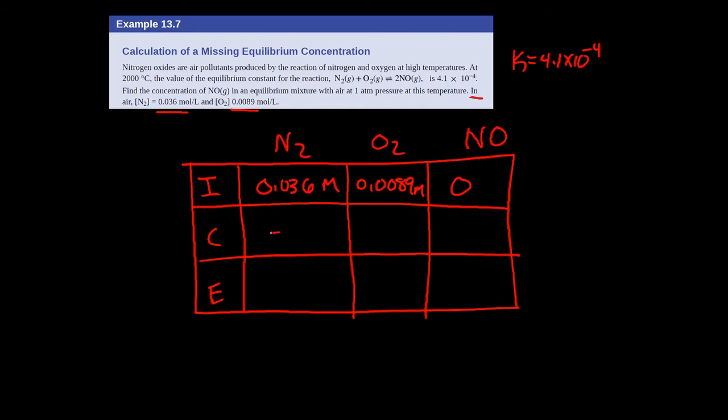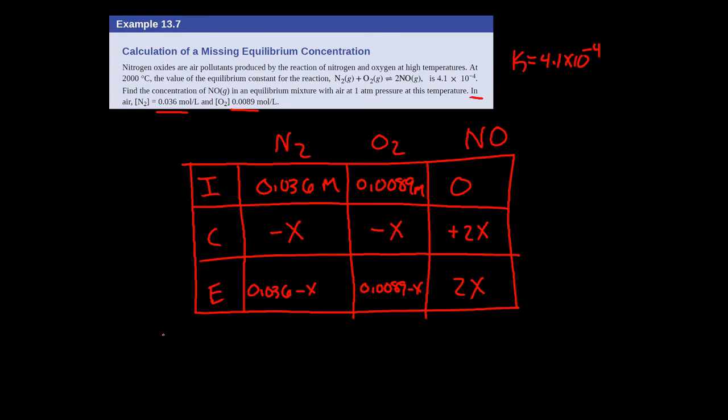So we know that this is going to decrease by some amount x. This is going to decrease by the same amount, x. And this is going to increase by 2x. So that means that at equilibrium, we will have 2x of the NO, and we will have 0.036 minus x, and 0.0089 minus x.